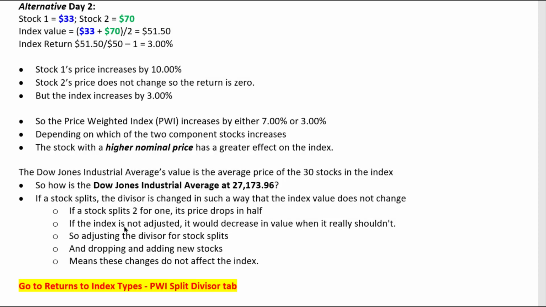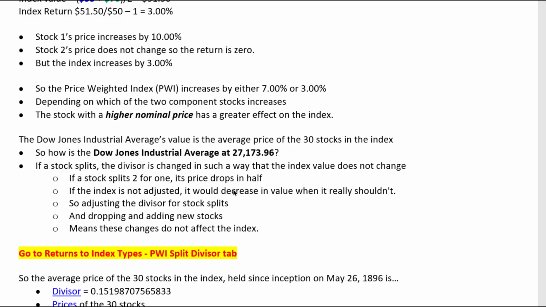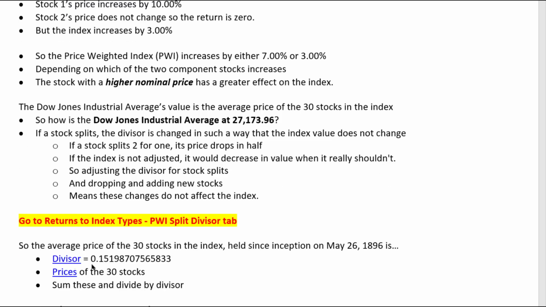So how am I adding up the price of 30 stocks and then dividing by some number to get to $27,000? Well, I'm looking at a divisor that's significantly less than 30. And so here is the current divisor. It is 0.1519, and you can see this value. And let's just see if we can get this to work. So what I'm doing is I'm going to click this, get the prices of the stocks in the Dow Jones Industrial Average. I'm going to pull them into Excel. I'm going to sum them, divide by the divisor, and see if we can calculate the value of the Dow Jones Industrial Average.